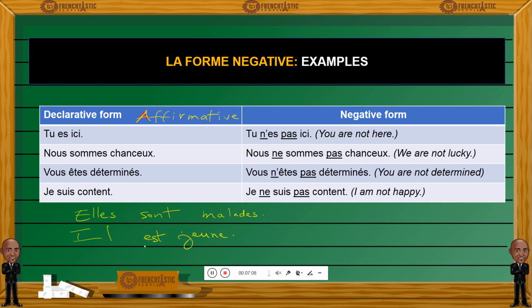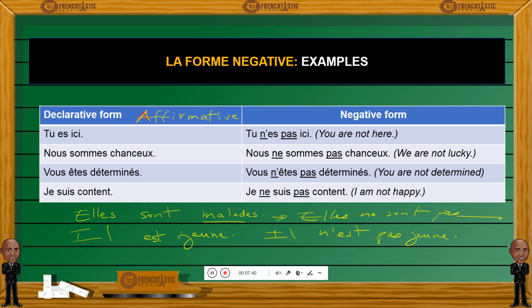He is not young. Someone like me, not young. You say il n'est pas jeune. And above, elles sont malades. Elles ne sont pas malades. Just rewrite the same words here.